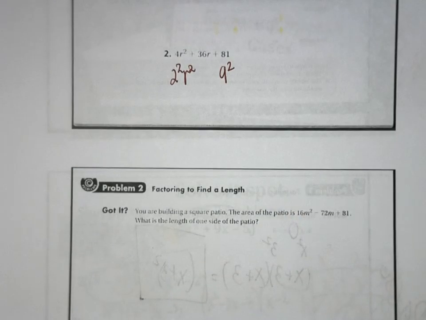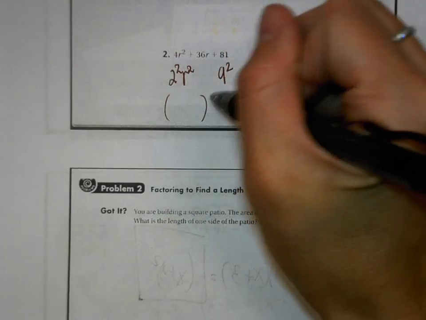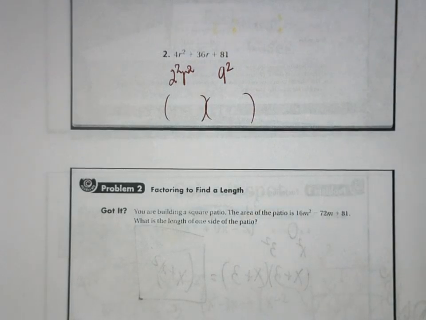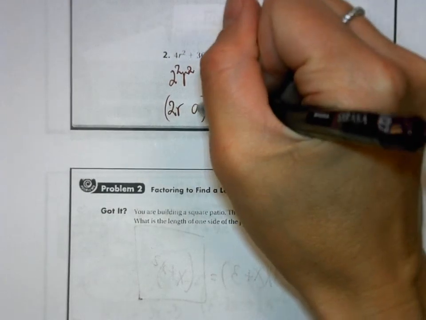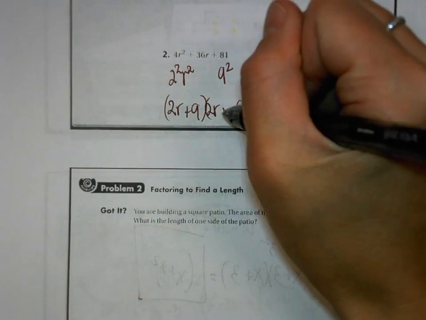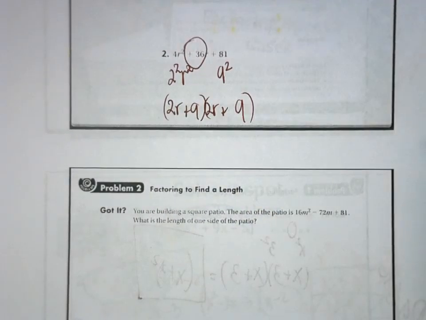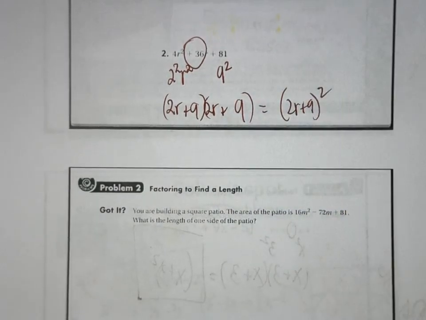Now, this only works if you're able to do both of them as squares. If you can't, then it's not a special case and you have to do what we've been doing previously. Does that make sense? Okay, now, so I make my 2 parentheses. What's going to go in the front of both of them? Very good. And what goes at the end? 9. And will these be pluses or minuses? And how do you know? Because that middle term is positive, okay? So we get 2r plus 9 squared.